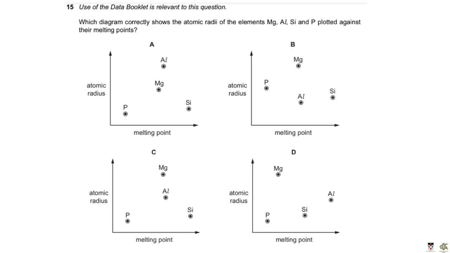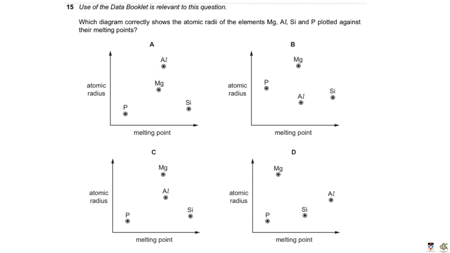Which diagram correctly shows the atomic radii of the elements magnesium, aluminium, silicon, and phosphorus plotted against their melting points? If we consider the atomic radius for each of these elements, we know that as we go from left to right across period 3, there's a decrease in the atomic radius. So it should decrease from magnesium to aluminium to silicon to phosphorus. Let's look at option A. Phosphorus must have the smallest radius, followed by silicon, then aluminium, and then magnesium.